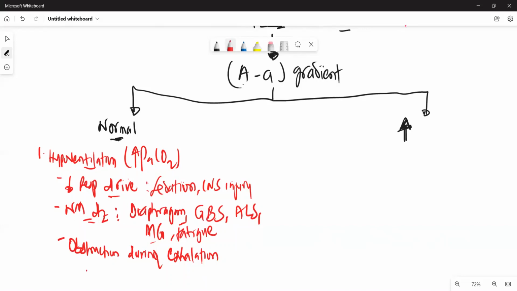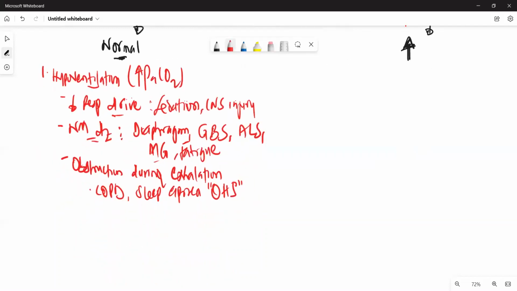So things like COPD, right? Sleep apnea, right? So there's something that we call obesity hypoventilation syndrome, which is a form of sleep apnea, whereby those patients are retaining a lot of carbon dioxide. So these are the three major causes of hypoventilation. So I look at them. Is there something wrong with the respiratory drive? Is there something wrong with the muscle itself, right? Or is there an obstruction during exhalation, right?